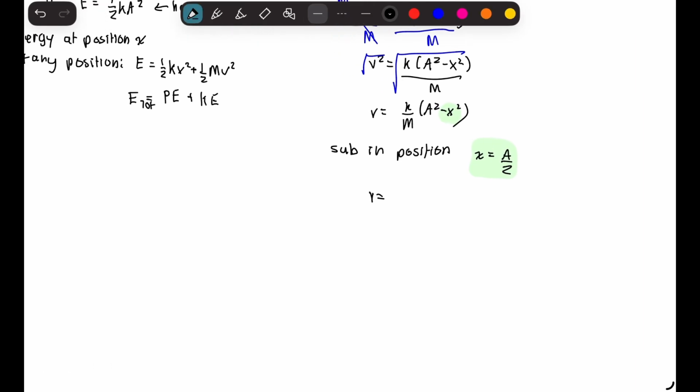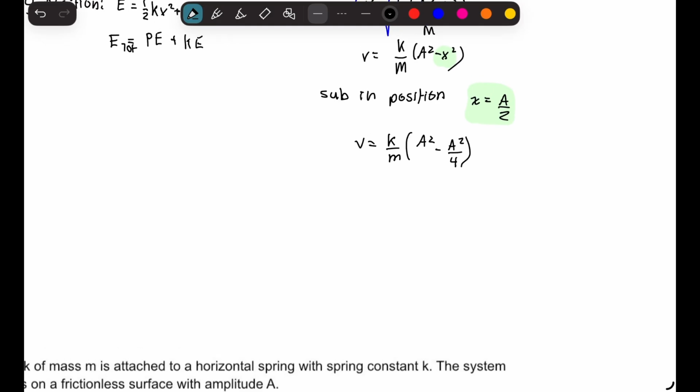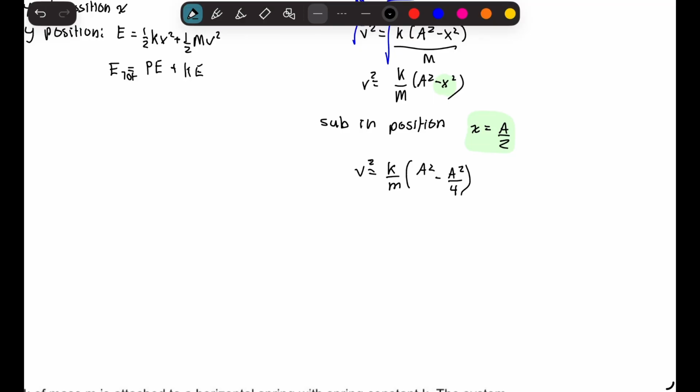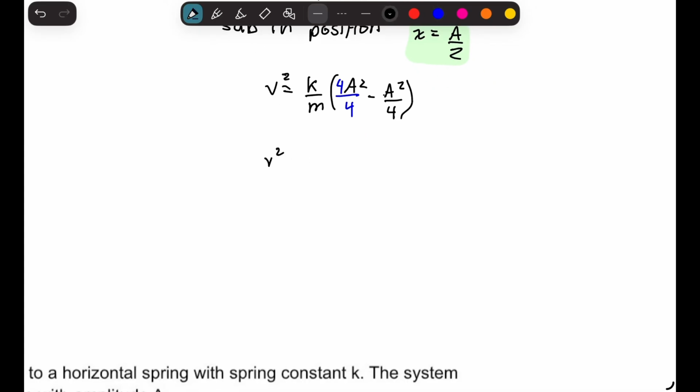So v is going to be equal to the square root of k over m times (a squared minus a squared over 4), because if you squared it, that would be a squared, and the 2 squared would be 4. So this was v squared, by the way. V squared is equal to k over m times 3a squared over 4. You can think of this as 4 over 4, which is the same thing as 1. So 4 over 4 minus 1 over 4 is equal to 3 over 4. So that's how you got k over m times 3a squared over 4.